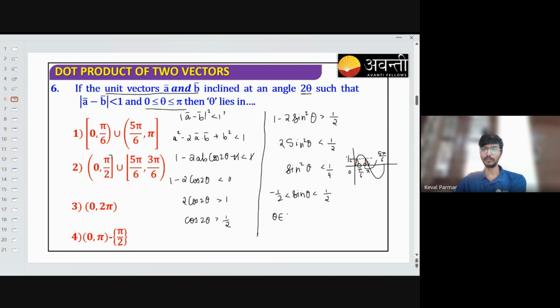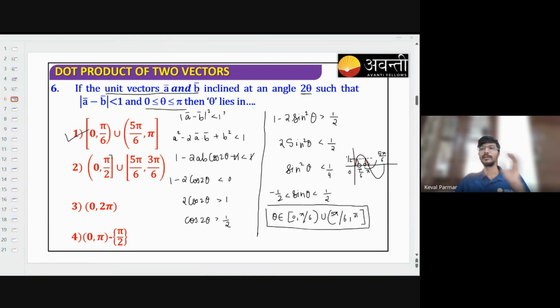That means theta belongs to 0 to pi by 6 union 5 pi by 6 to pi. Correct. So my option should be option number A.